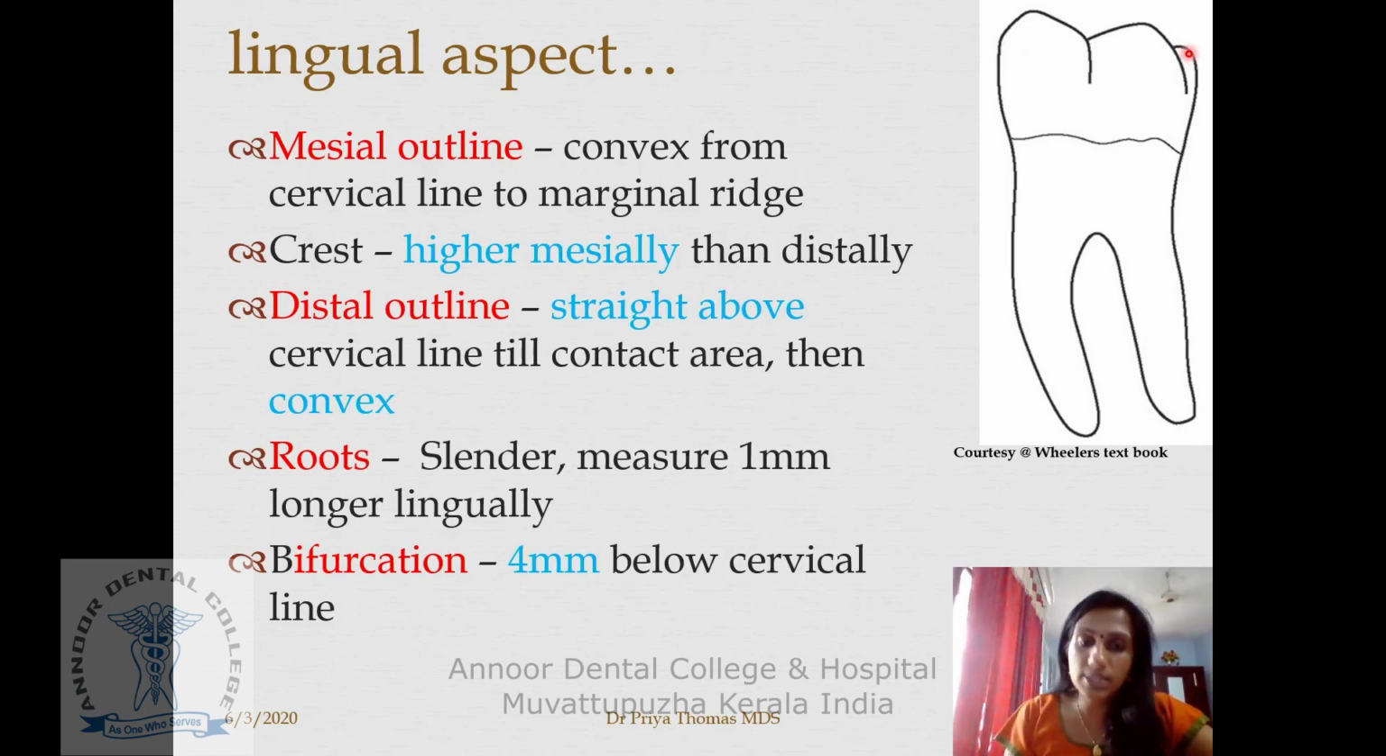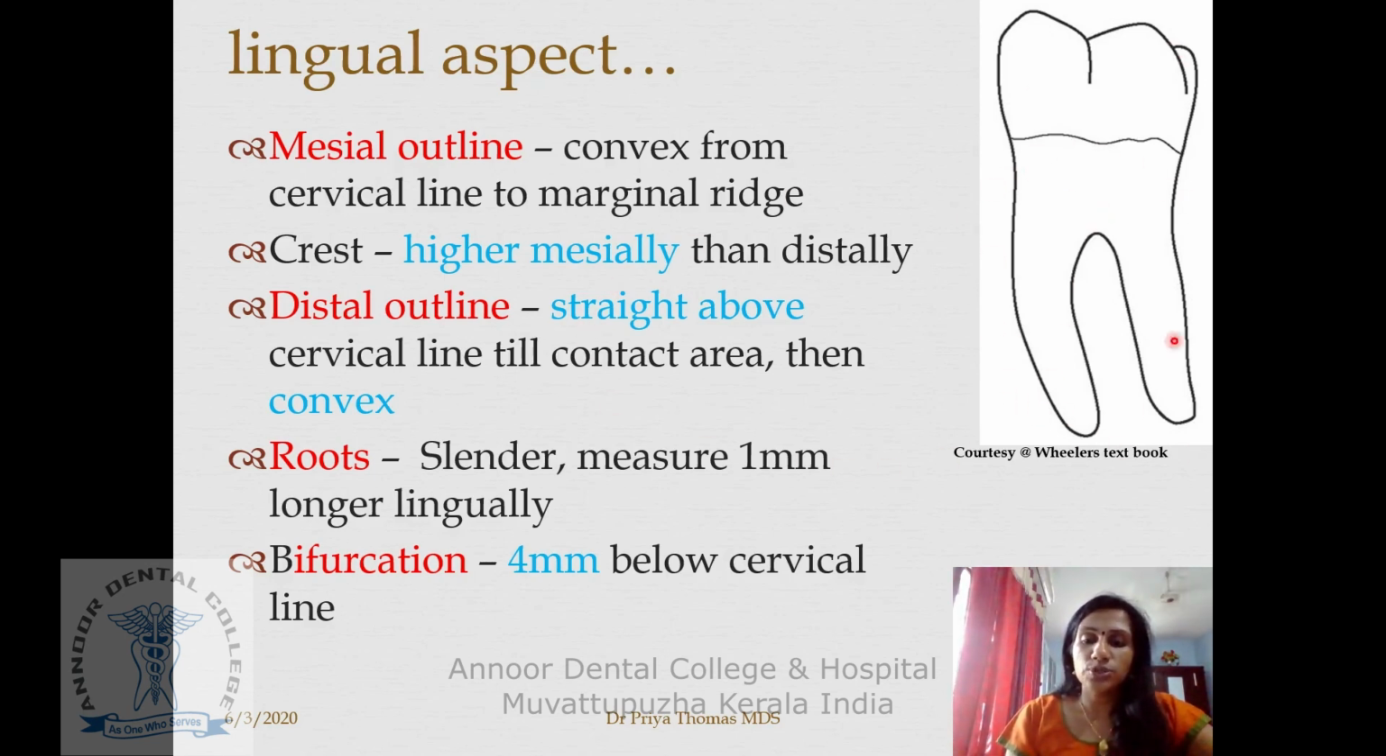Then we talk about the distal outline. It is going to be straight above the cervical line till your contact area. This will be your contact area, and then it is convex. This is similar to what we studied on the buccal aspect, where the distal outline was convex and then straight. And your mesial outline had a difference there. It was convex and it was concave. Here it is convex throughout. So that's the difference between the outlines on the mesial aspect and on the lingual aspect.